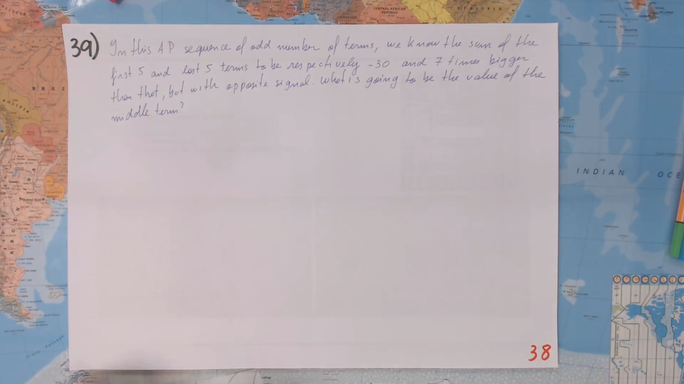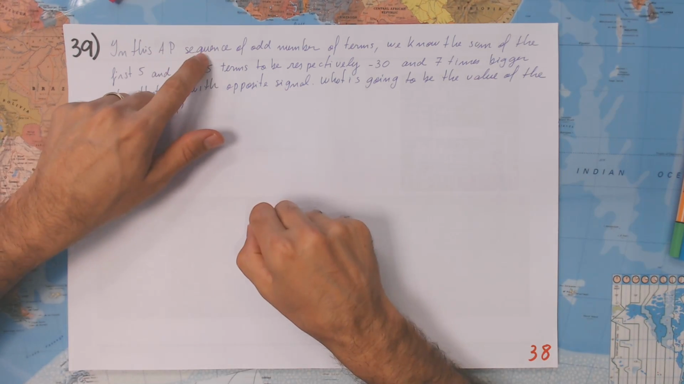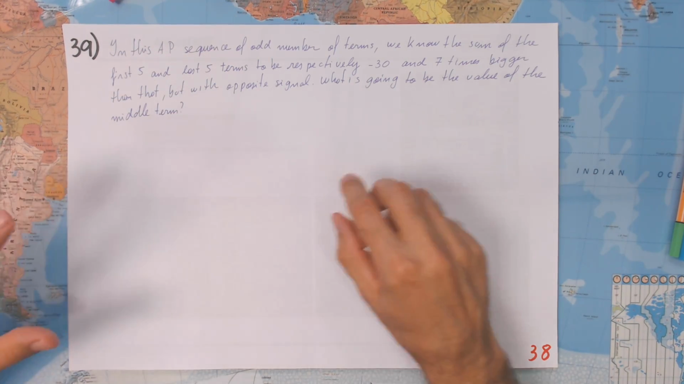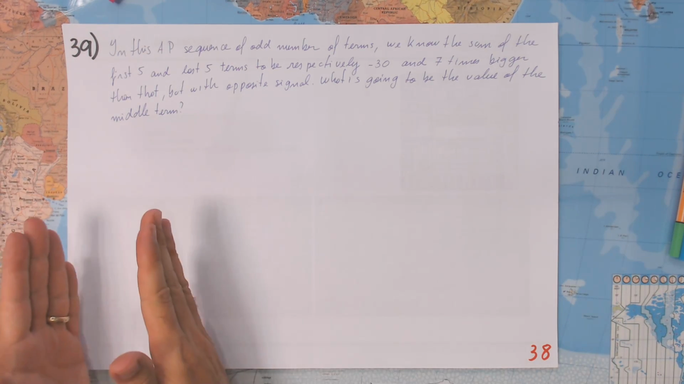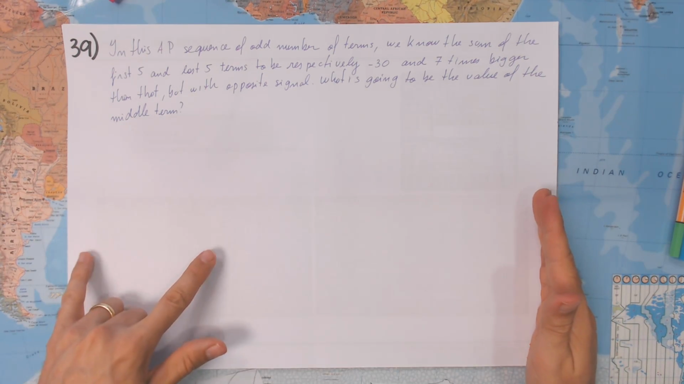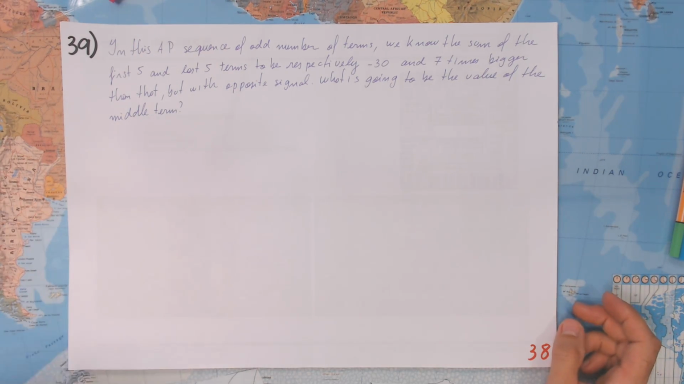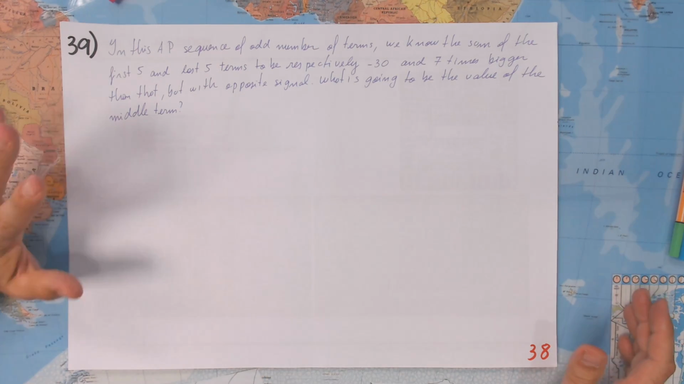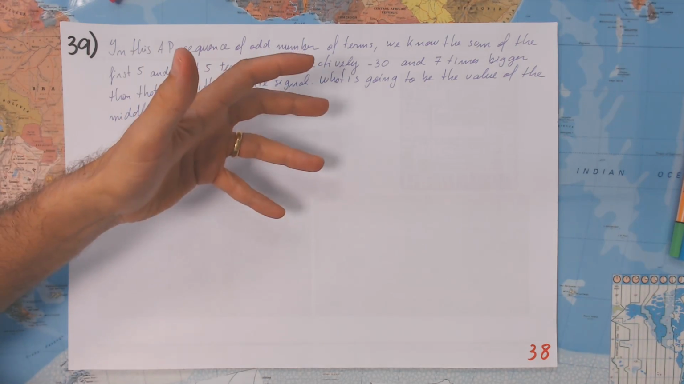Okay, it's a little bit different, the exercise. So we have this arithmetic progression sequence of odd number of terms, and we know the sum of the first 5 and the last 5 to be minus 30 and 7 times bigger than this one, but with opposite signal. And I want to know the middle term value. Okay, again, pause, think through. You're not going to need pencil or even a paper to solve this one. You can do everything by mental thinking. Okay, and that is the idea behind this exercise.